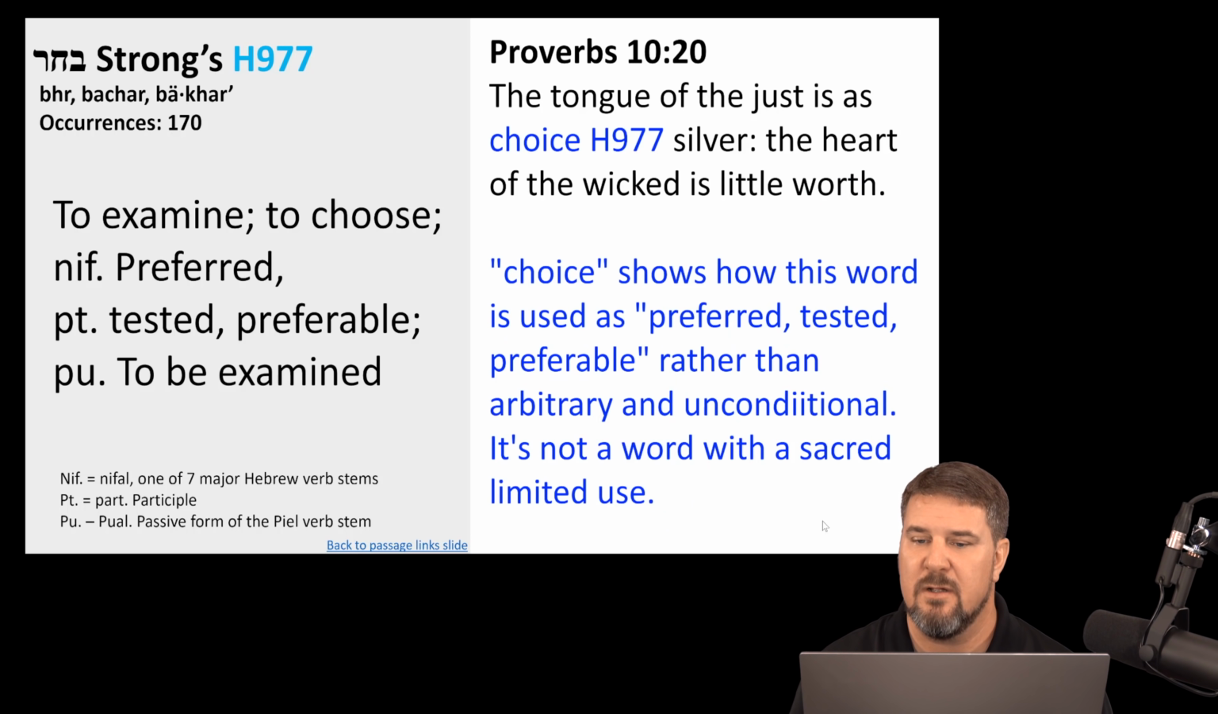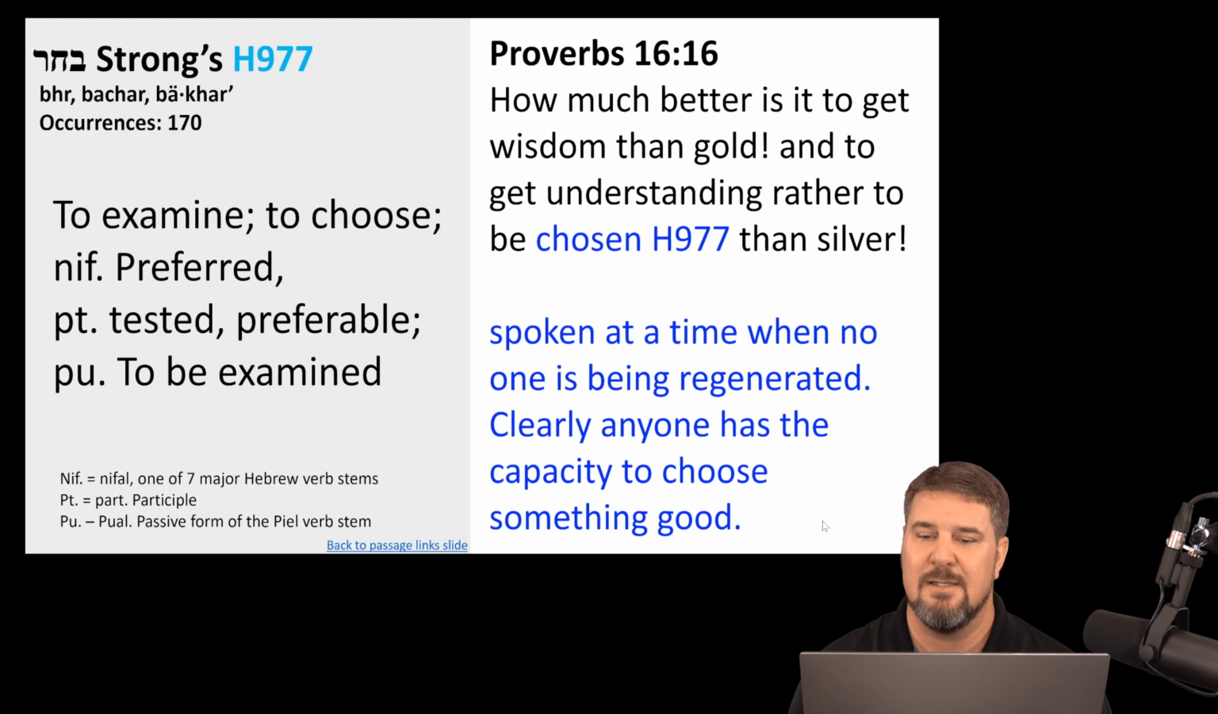Proverbs 10:20, the tongue of the just is as choice silver. Same comment as the previous verse. Proverbs 16:16, and to get understanding rather to be chosen than silver, is spoken at a time when no one is being regenerated. Clearly, anyone has the capacity to choose something good.